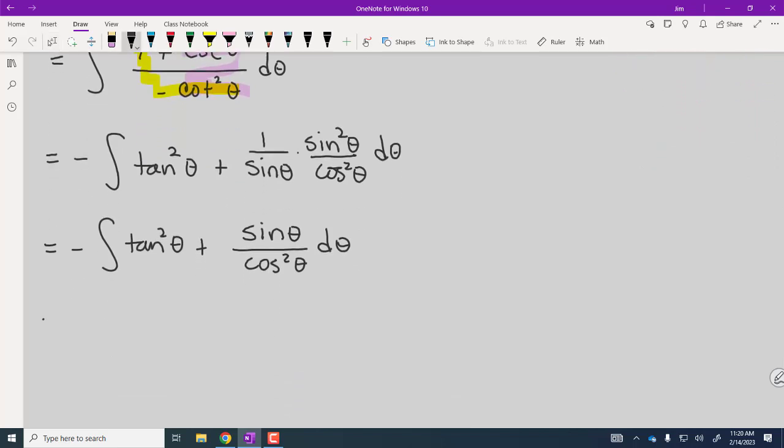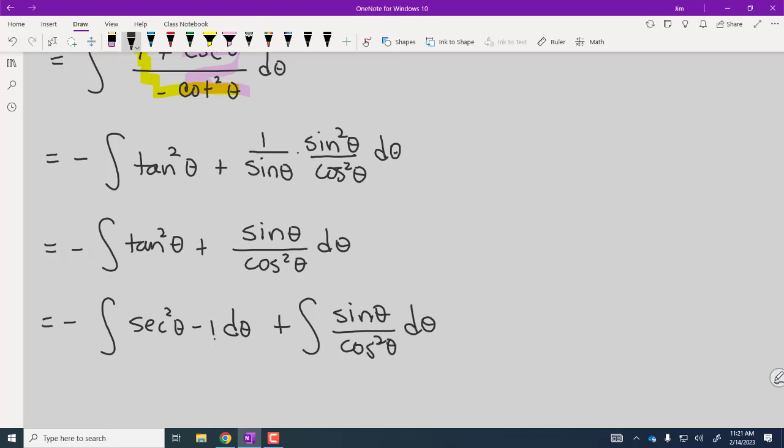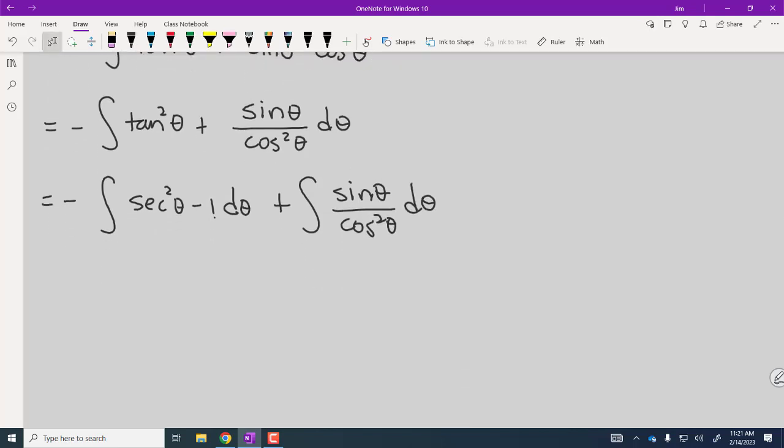The tangent identity says that tan squared is secant squared minus 1. That we can integrate. And then this we can integrate with u sub. So let's just split them apart. So we have that. And now this one integrates pretty easily here.